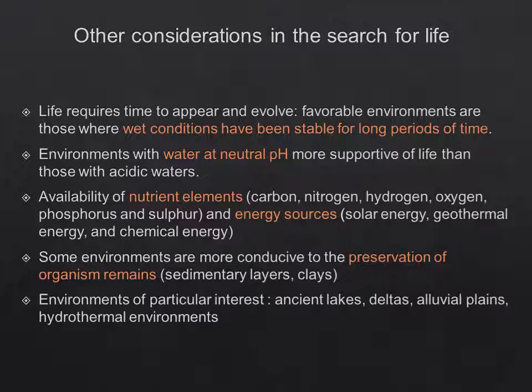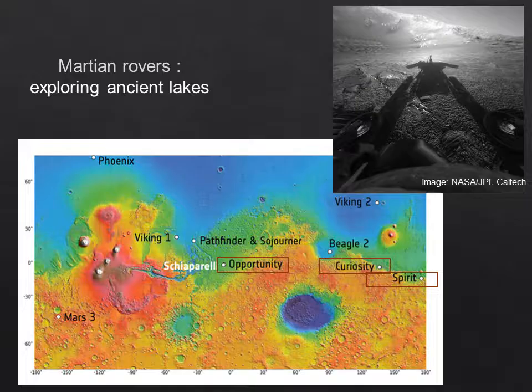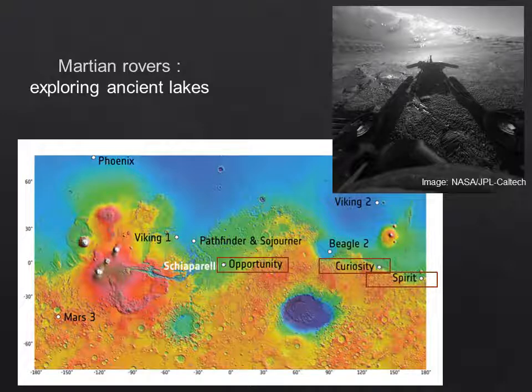So based on all of those considerations, the environments of particular interest in the search for life on Mars are ancient lakes, deltas, alluvial plains, as well as hydrothermal environments. And those are precisely some of the environments that the Martian rovers have been exploring. So I'm now going to talk about some of the findings made by the rovers Spirit, Opportunity, and Curiosity.